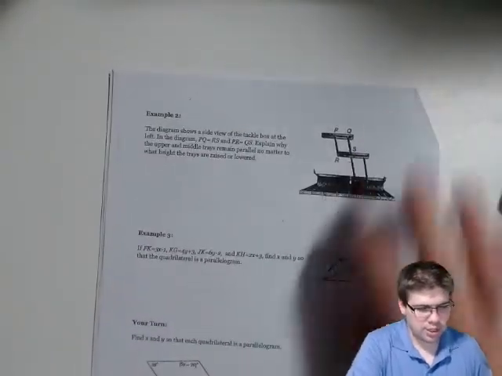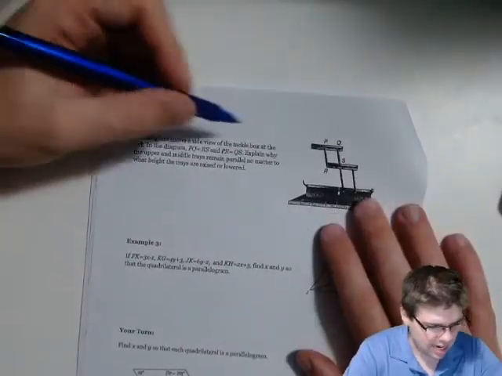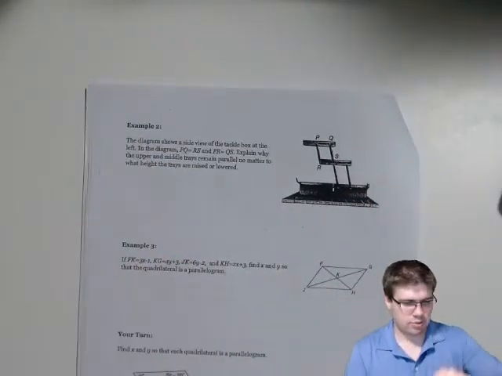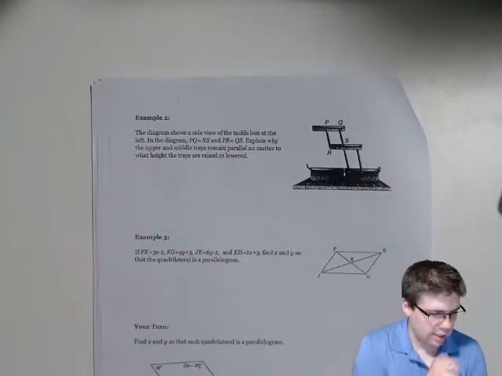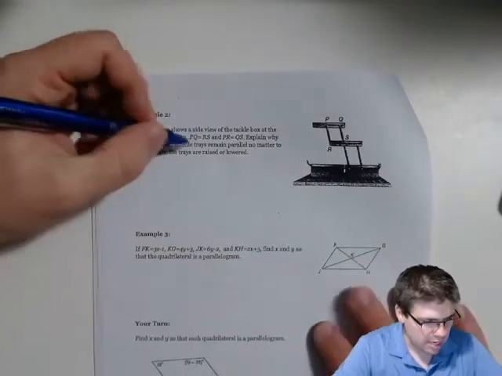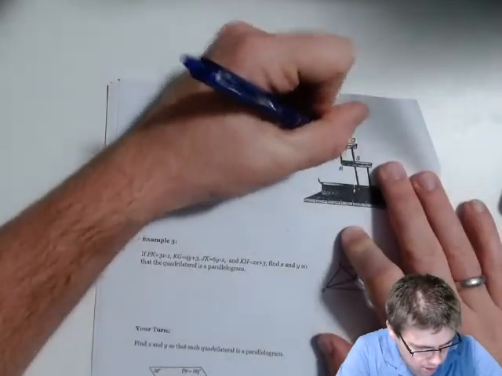All right, so getting into some examples with this. A diagram shows the side view of a tackle box. I don't know if you guys have ever seen one of these where the trays kind of fold up and stack out. At the left in the diagram, PQ is congruent to RS.